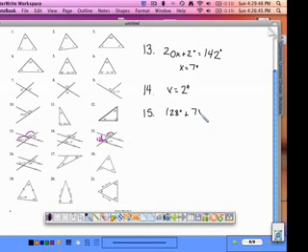plus 7x plus 3 degrees is equal to 180 degrees. When you solve this equation, the answer is x is equal to 7 degrees.